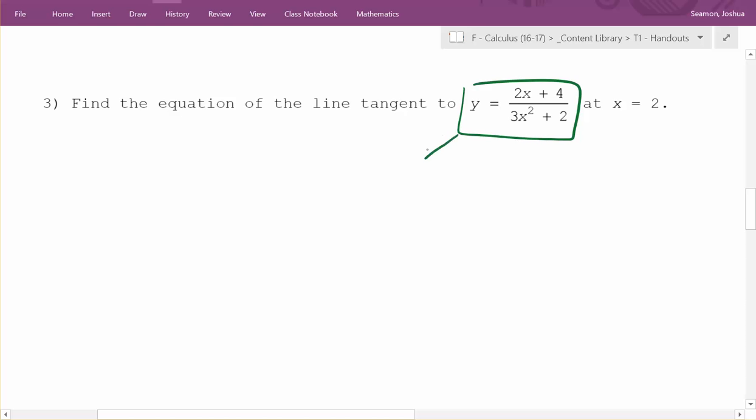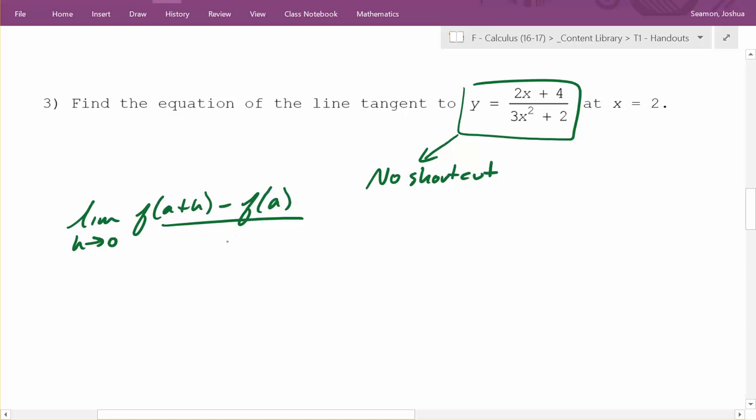So the thing is, what can't you use on this? The shortcut. There's no shortcut. You don't know a shortcut for this one, right? So what would you have to use on this one? The limit definition of derivative, right? And what is that limit definition? Can someone tell me the limit as what goes to 0? H goes to 0 of f of a plus h minus f of a, all over h.